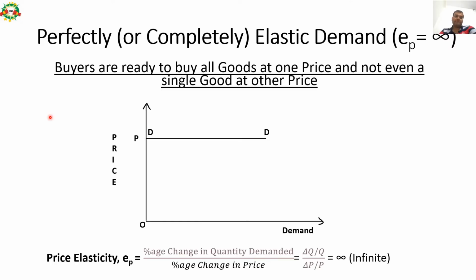And the last one is perfectly elastic demand. That means buyers are ready to buy all goods at one price and not even a single good at any other price. So here, as quantity will change, there is no scope of price change actually. So the change in price will remain 0. Since there is 0 in the denominator, the value will be infinite.